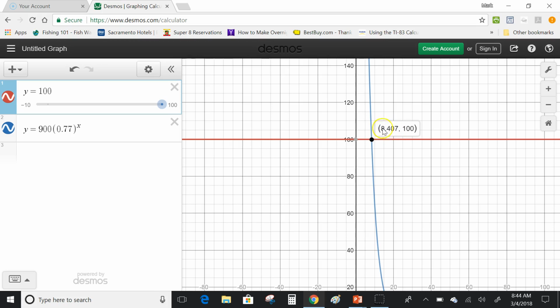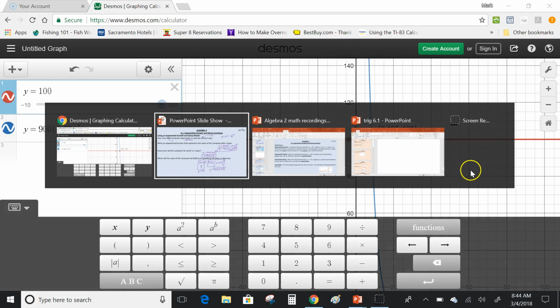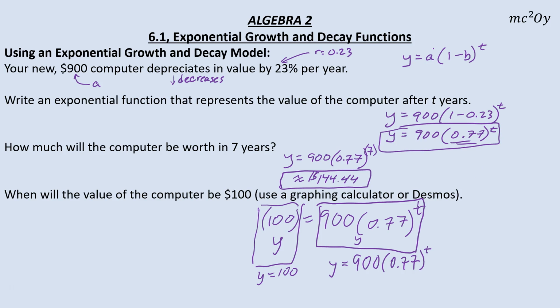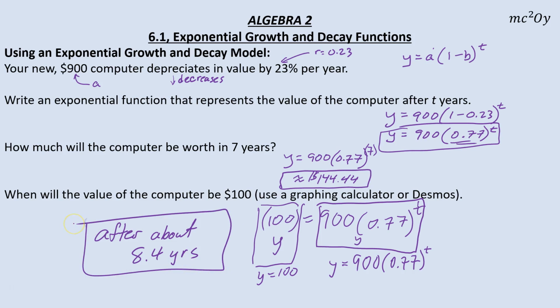So when x is 8.4, y is 100. So the answer to when will the value of the computer be worth 100 is after about 8.4 years. They don't tell us what year we started there, so that's how we got it.